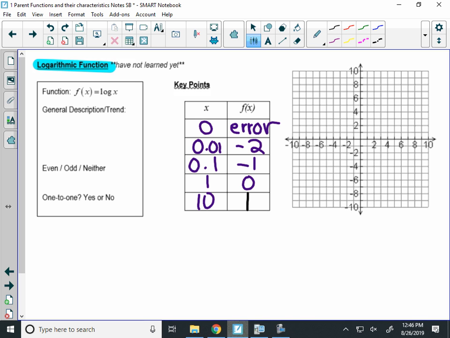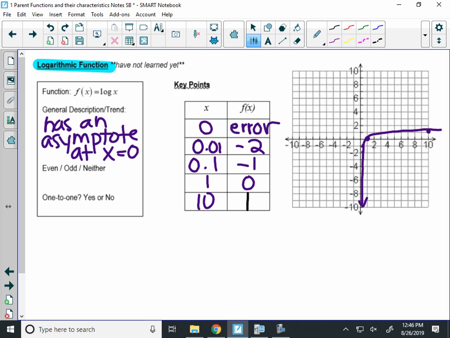So let's graph that. 0.01 is basically 0. It's down by -2, -1, 1, 0, and 10, 1. So this graph looks a lot like the exponential function, just kind of in different quadrants and facing a different direction. Okay? So that's your logarithmic function. You can say it has an asymptote at x equals 0, the y-axis.